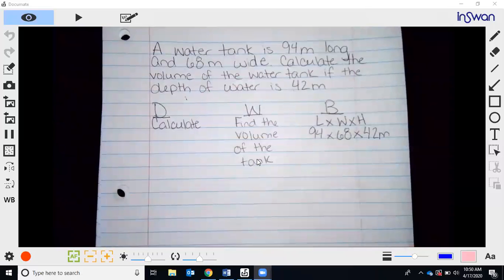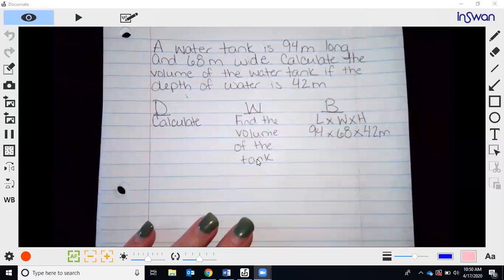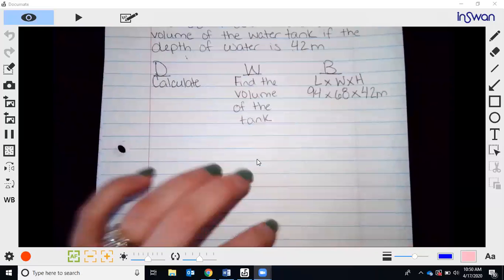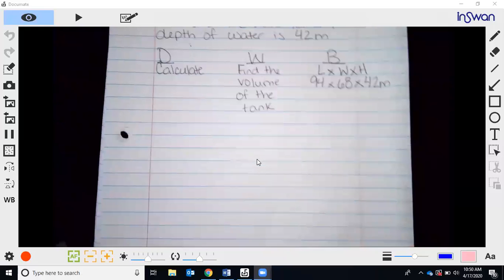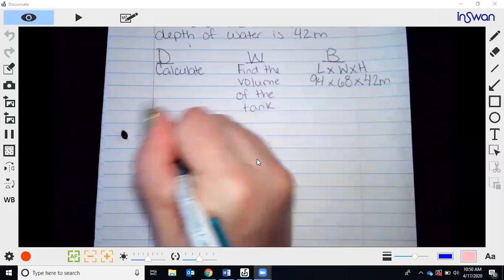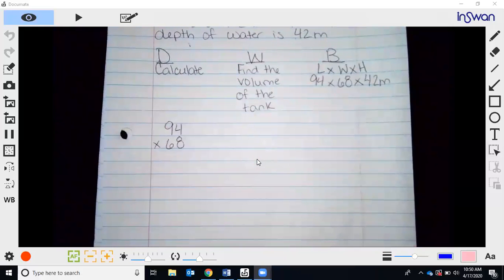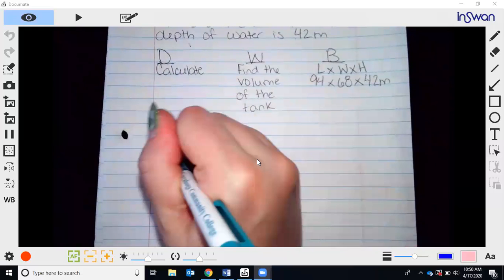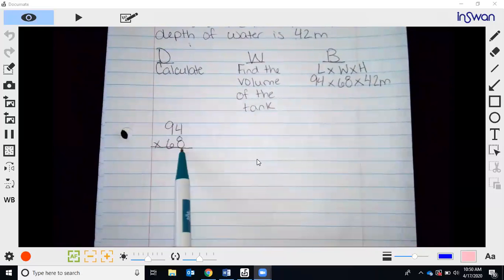Now we need to multiply all these together. We have bigger numbers this time than we did on Tuesday's ERQ. So let's start with our length and our width. We have 94 times 68. We are going to multiply the bottom ones number by all the numbers on the top.